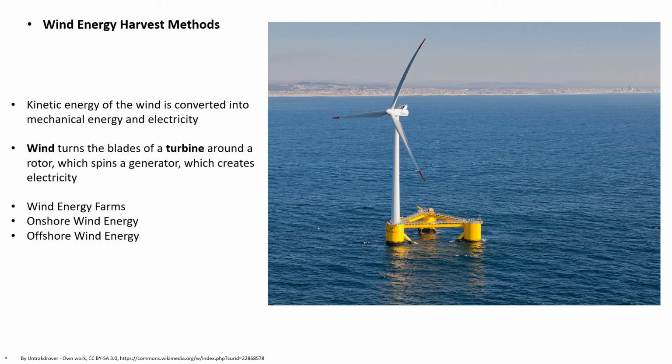Wind turns the propeller-like blades of a turbine around a rotor, and thus the kinetic energy of the wind is converted into mechanical energy. The moving rotor can be utilized in several ways, such as grinding grains, pumping water for irrigation, and producing electricity. For producing electricity, the moving rotor is connected with a generator which creates electricity. The three most popular kinds of wind power generation are inland wind farms, onshore and offshore wind farms.